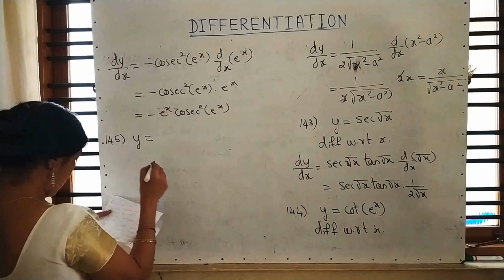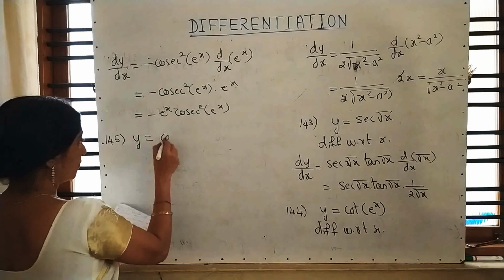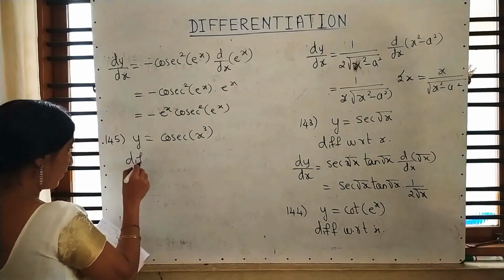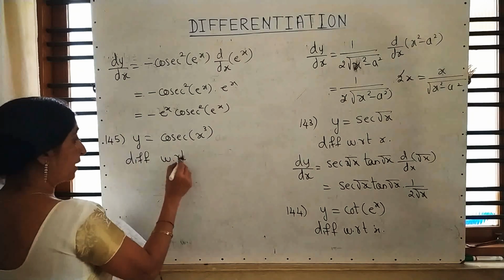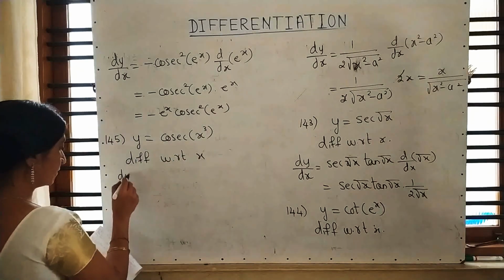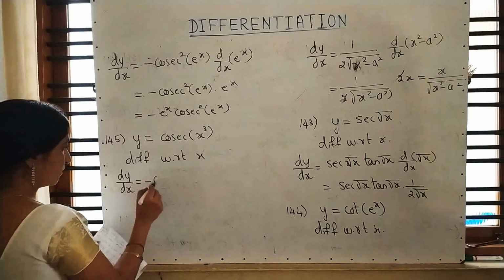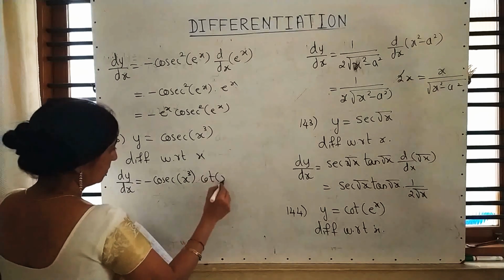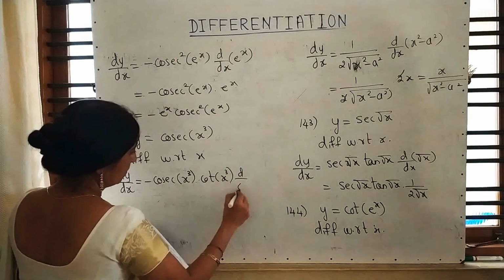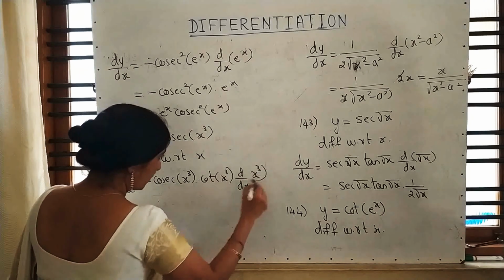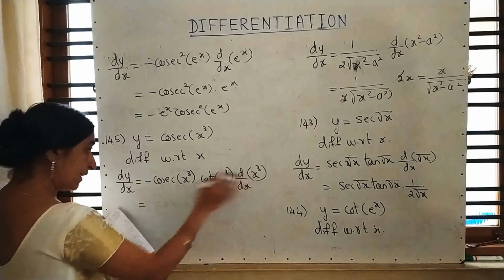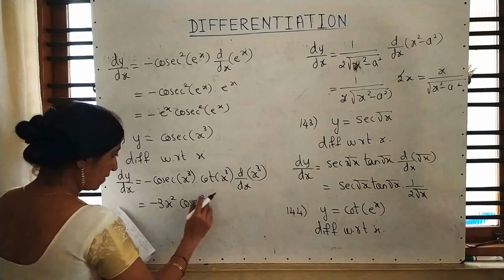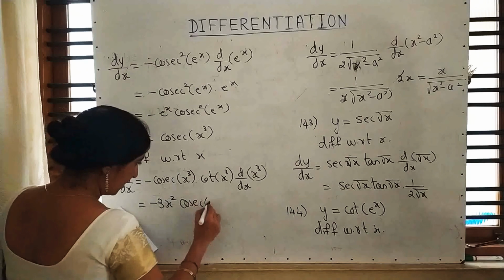Next, y is equal to... See, here also there is no power for the trigonometric term. x cube is the angle. And differentiation of angle, directly I am writing here minus 3x square. Now you are familiar, no, that's why I'm writing directly.